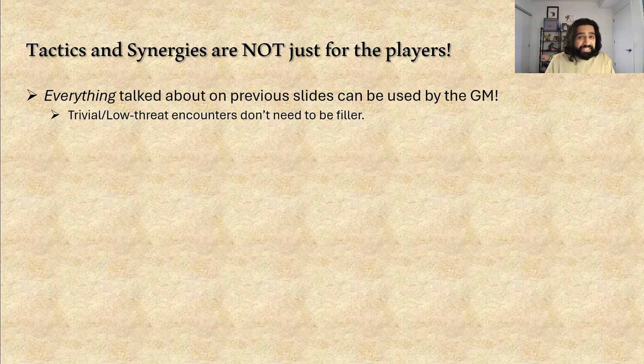One of the biggest consequences of this is that trivial and low-threat encounters no longer need to be filler. This is a relatively common complaint, not the most common one, but I've seen plenty of people say that low-threat encounters are just kind of filler. Some people say it's fun to have this filler because it's fun to feel powerful, and others say it's unengaging, boring, and tedious to have this filler. But ultimately, does it need to be filler?